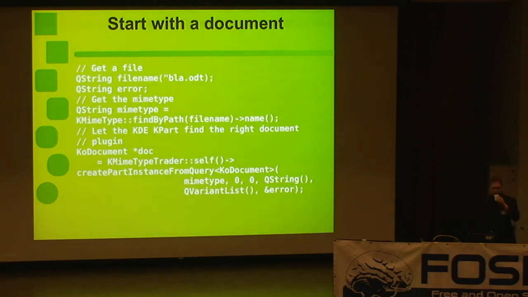So start with the document. You've got a file you want to load. A simple text file. Then we check what the MIME type of that text file is, and we ask the KDE plugin system, which is very sophisticated, to give us an instance of the document class that can load this file. All Calligra documents are based on KoDocument, so that's the class we are going to get.